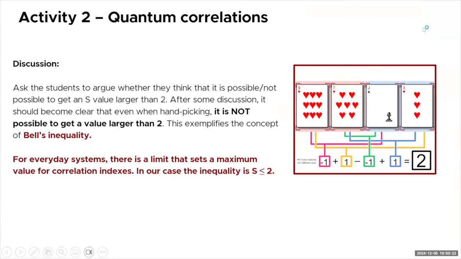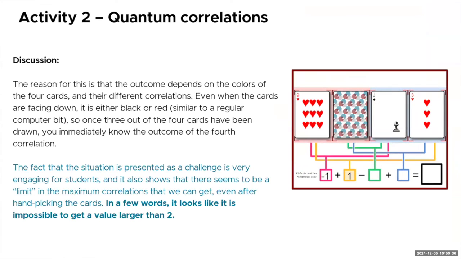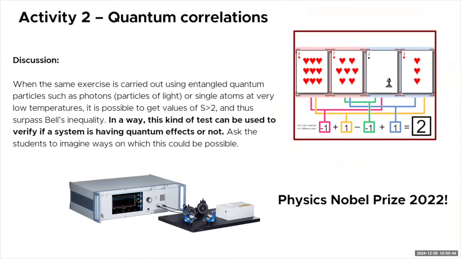In quantum mechanics, this is called a Bell inequality. An inequality tells you a bound, right? So for these correlations, which are denoted by this S value, it's always 2 or less, it seems. And it seems impossible to get something larger than 2. This is kind of fun because it's a challenge for the students.